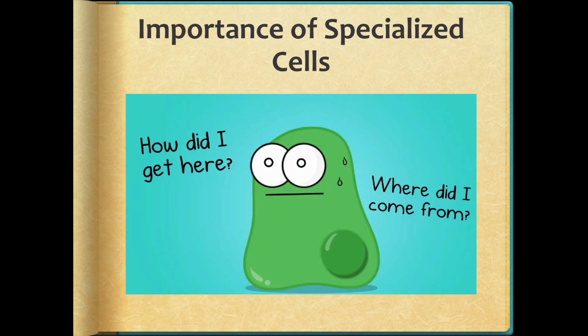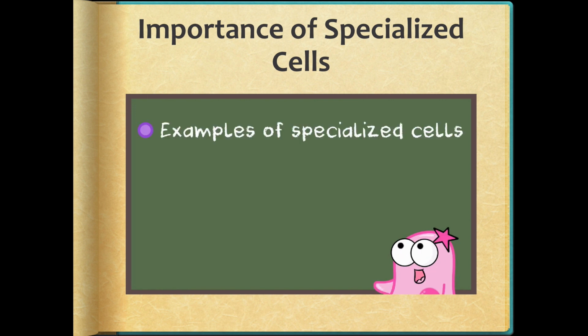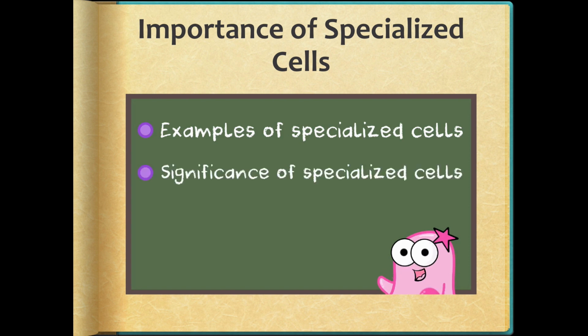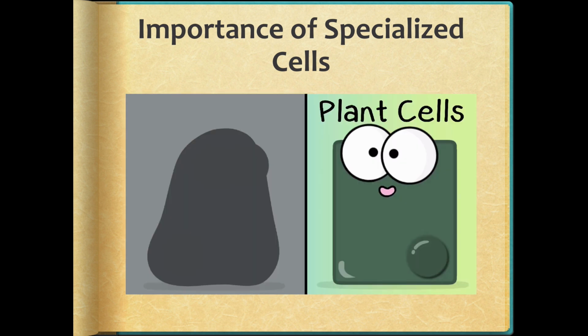Now, the process of cell differentiation, which really explains how cells become specialized, is a topic for another one of our videos. This video is going to focus on examples of specialized cells so that you can discover how different they really are and why that's so important. We can't go through every plant and animal cell, obviously, but we can give you some great examples. Let's start with plant cells.